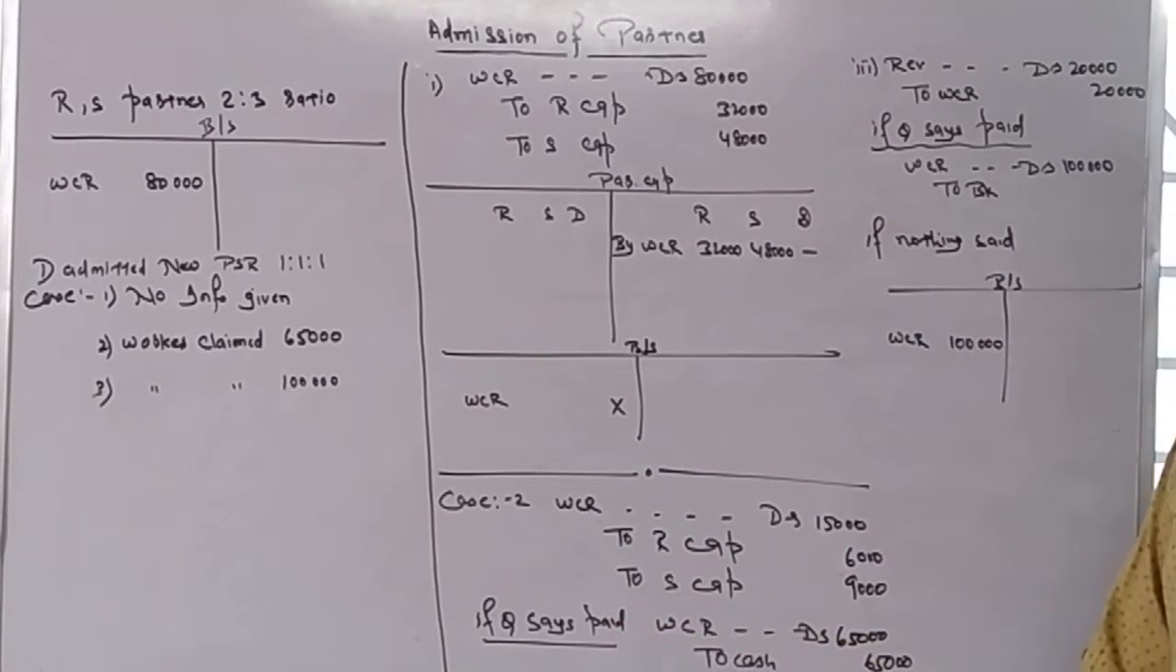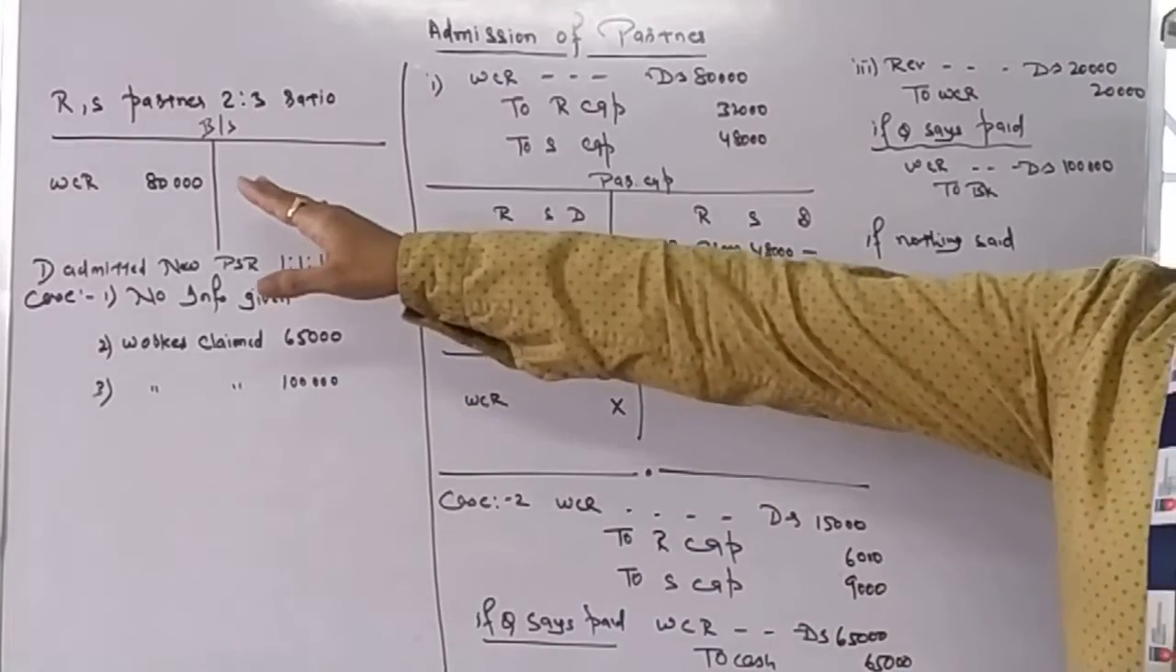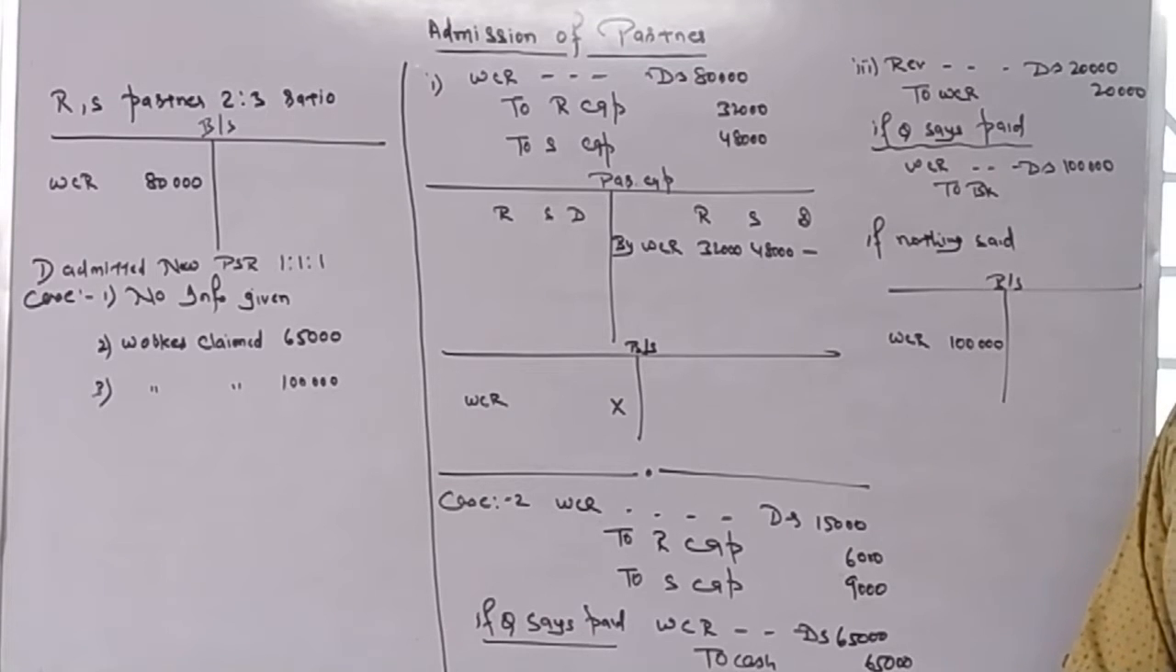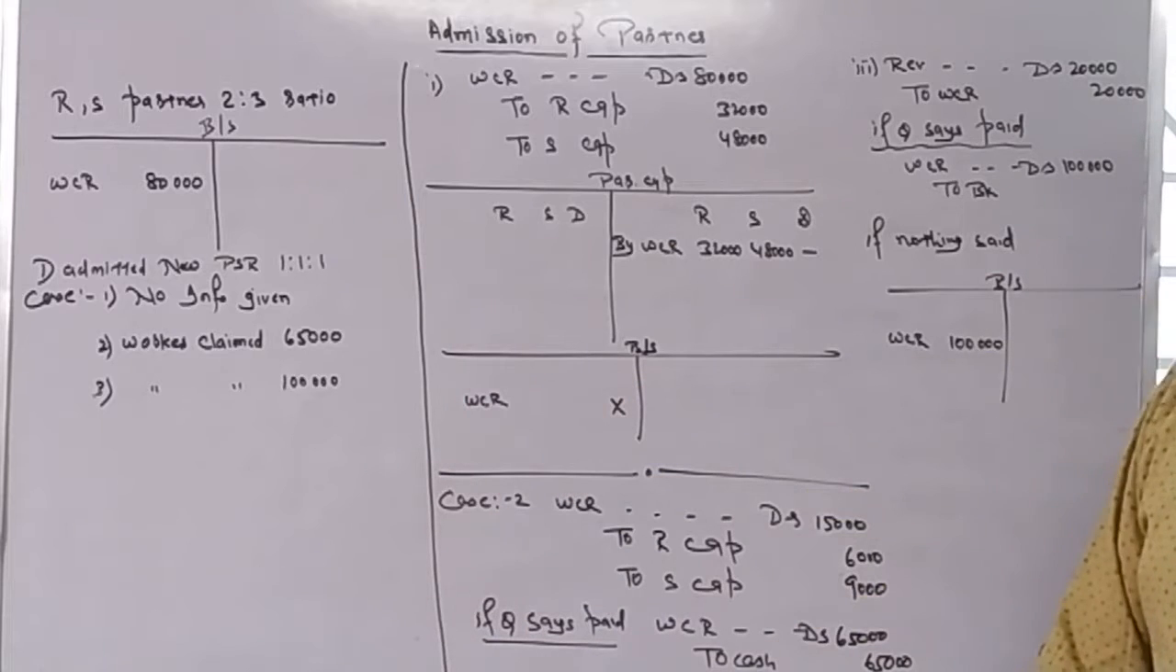Now case 2, worker has claimed 65,000. I have a reserve of 80,000, out of which worker has claimed 65,000 and the company has admitted that yes, we will pay you 65,000 as compensation for your injury. Now 80,000 is my reserve, 65,000 claimed, 15,000 remaining there.